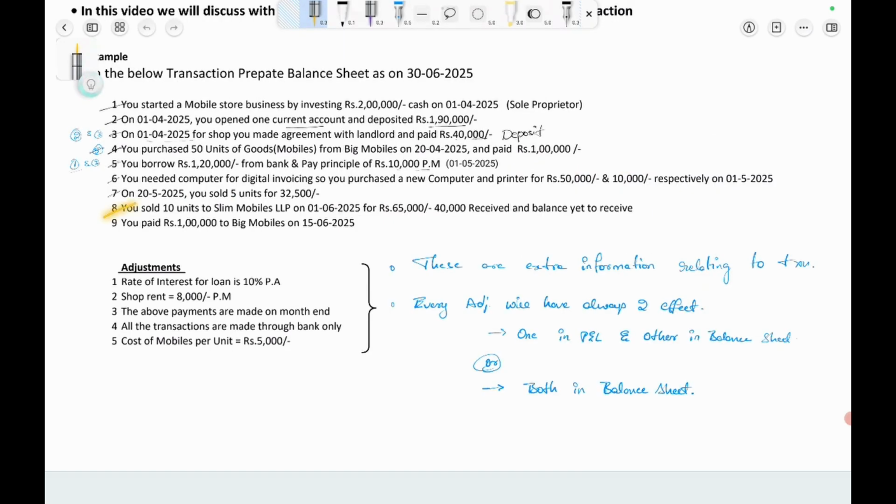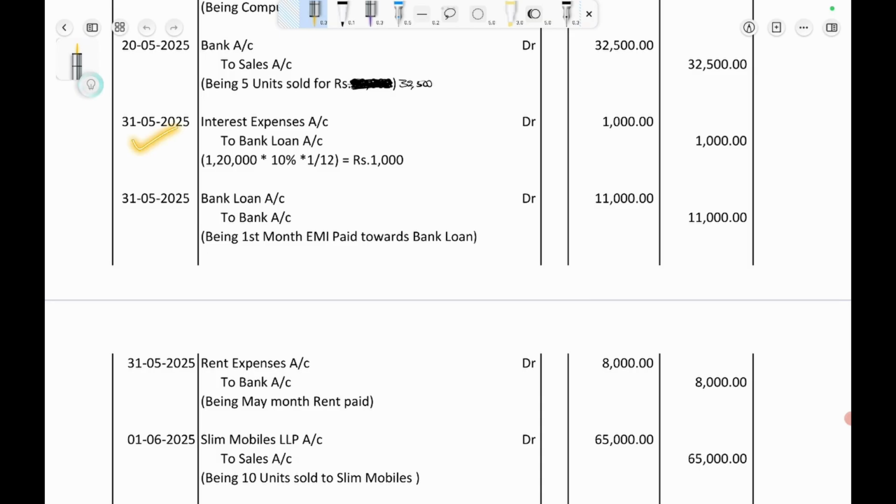So the next transaction, you sold 10 units to Slim Mobiles LLP on 1/6/2025. But now we have two journal entries. One is for interest and another is for shop rent. On 31st May 2025, since you borrowed a loan, you have to pay interest. We don't directly pay interest, but for that we have to charge interest. That is called a due entry for interest. So the interest amount is calculated like this.